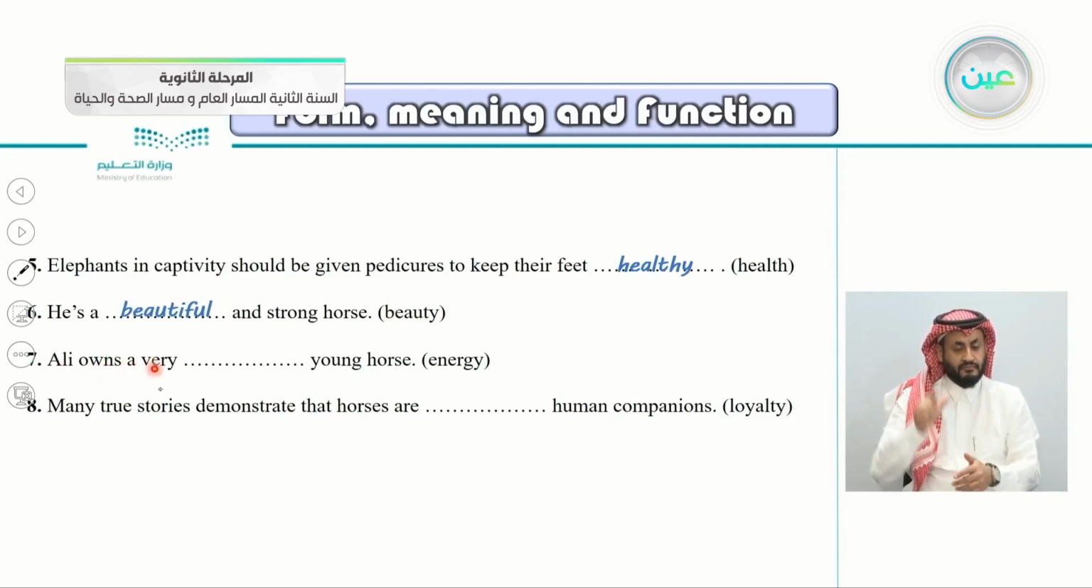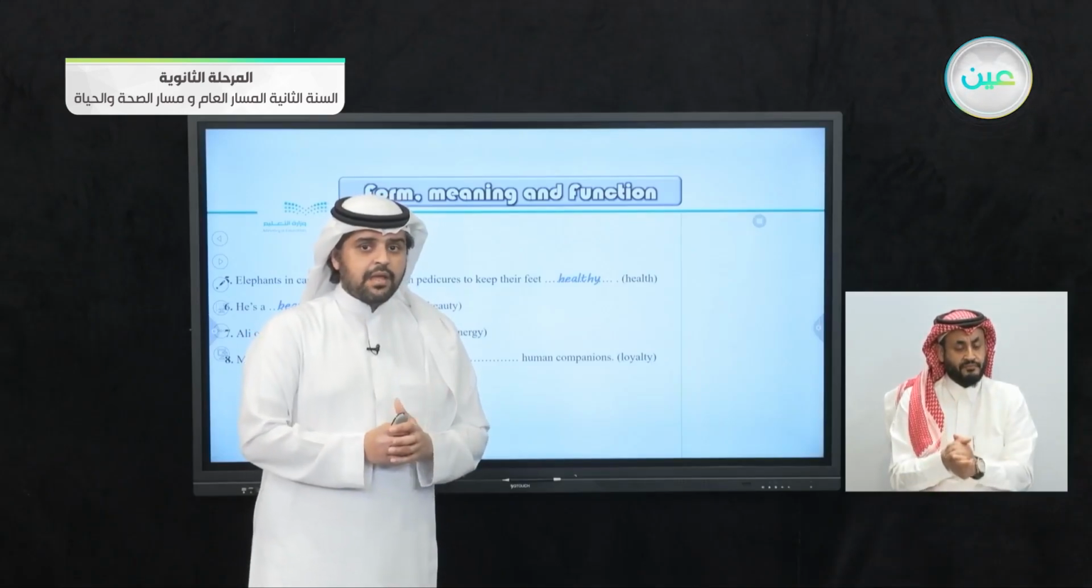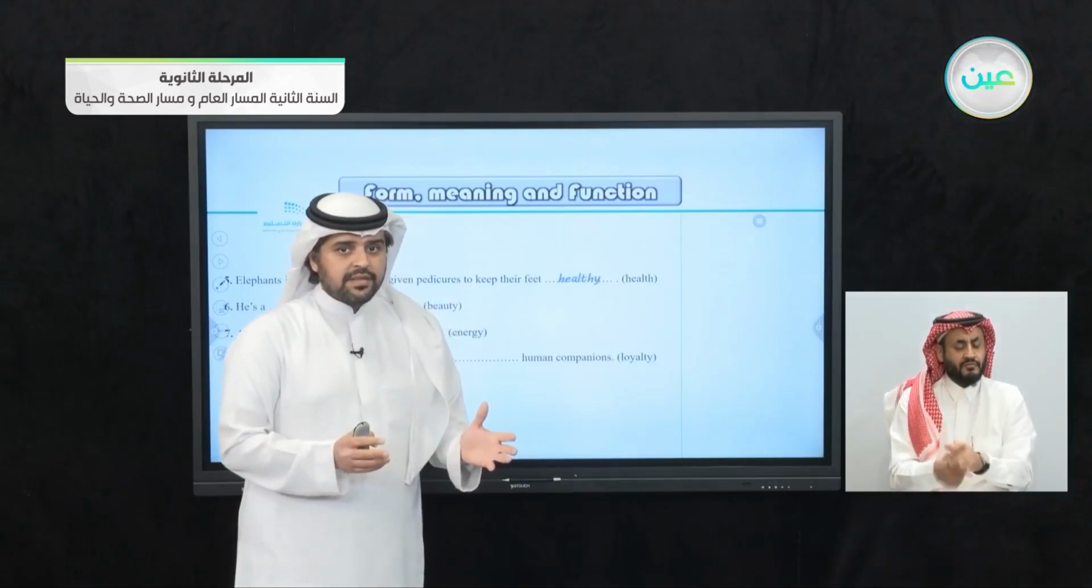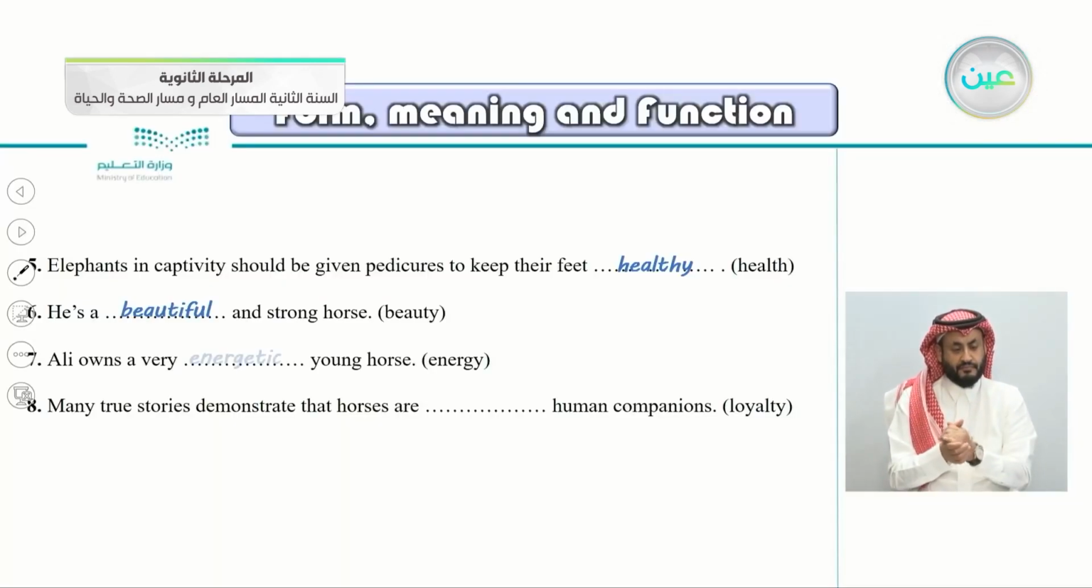Ali owns a very young horse, and we have energy. Energy. Remember the word energy? How did it become adjective? Yes, very good. So Ali owns a very energetic young horse.